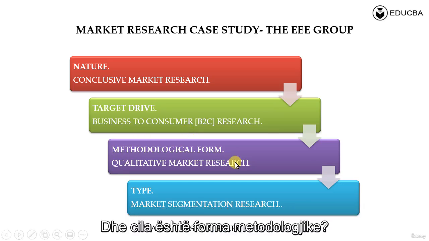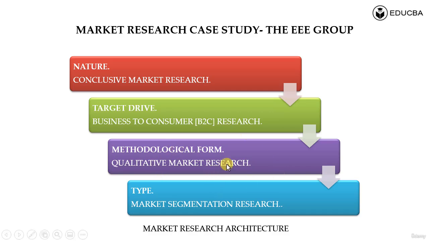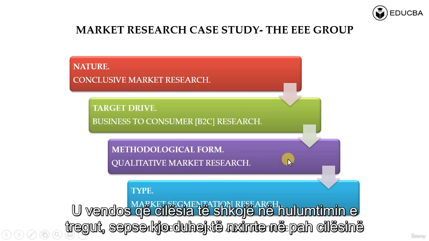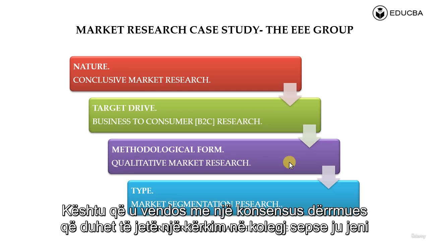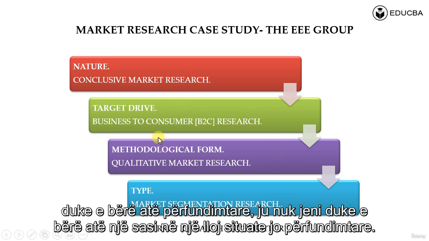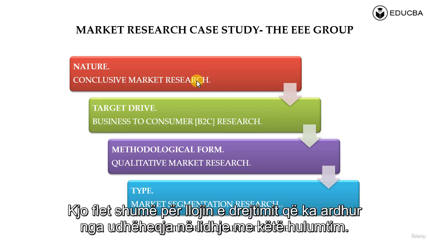And what is the methodological form? What is the methodology being used or to be used? It was decided to go for a qualitative market research because this was supposed to accentuate the qualitative aspects rather than the quantitative aspects of this research. So it was decided by an overwhelming consensus that it's got to be a qualitative research because you're making it conclusive. You're not making it a quantitative, non-conclusive kind of situation. You're making it a qualitative, conclusive market research. That speaks volumes about the kind of direction that has come from the leadership about this research.